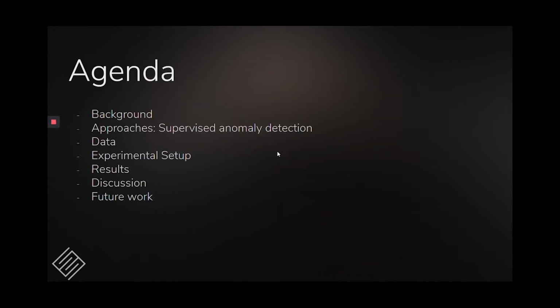First, some background regarding the problem tackled. Then, we will present the approach followed, the data used, and the experimental setup. After, we will present the main results, and follow with a discussion on some implemented modifications. We will finish commenting on some future work.